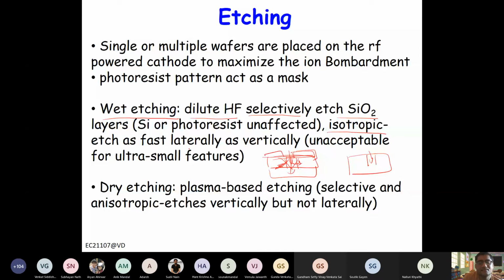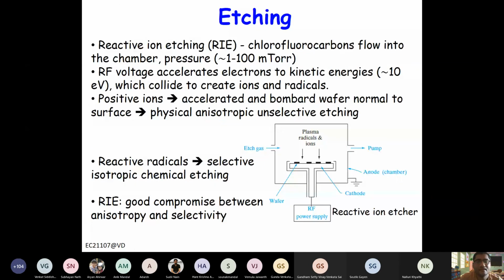Dry etching is basically plasma based. So it can of course be selective, and because it is bombarding, it will be anisotropic. It will etch vertically, not laterally like wet etching. So in reactive ion etching, these chemicals are basically like chlorofluorocarbons. They flow into this chamber, and some potential is applied here, an RF power supply. So this is basically anode, and this is cathode, a negative terminal, positive terminal, and its surface area is less.